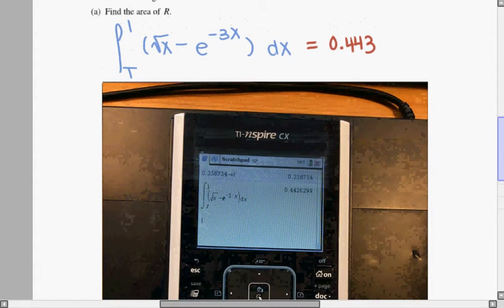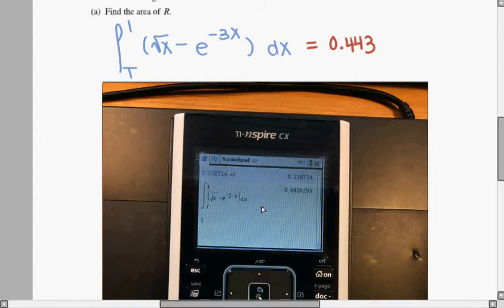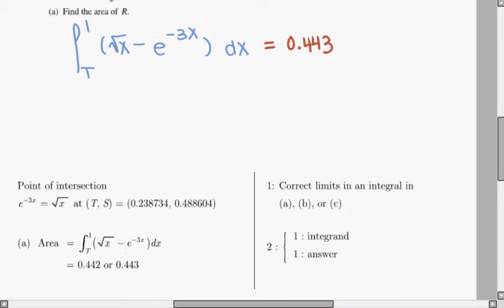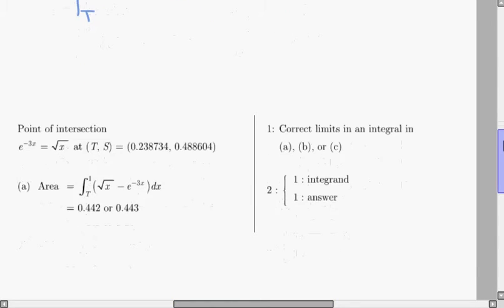So after plugging everything else in, which is self-explanatory, we get 0.44262999. And in calculus, you always round to the third decimal, so we would round it to 0.443. And that's our answer. Now the AP test will grade you like this. You would get 1 point if your limits were right, and you would get 1 point for your integrand and 1 point for your answer.